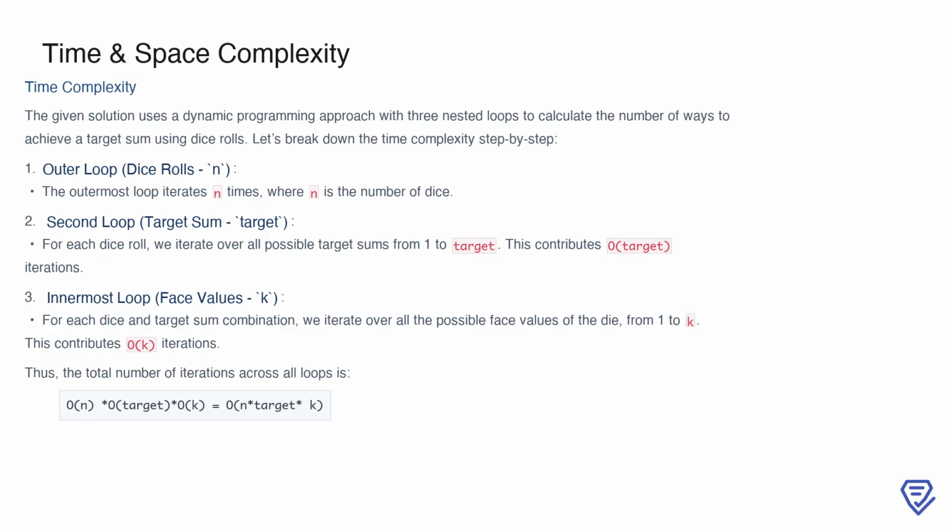When we combine these 3 loops, the total number of iterations becomes O(n) * O(target) * O(k), which simplifies to O(n * target * k). This represents the overall time complexity of the solution, highlighting how the number of dice, the target sum, and the number of faces on the dice all contribute to the computational cost.